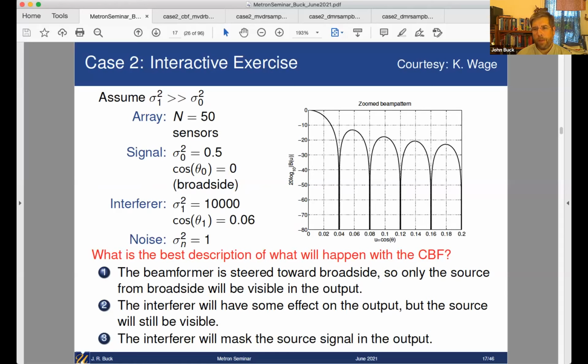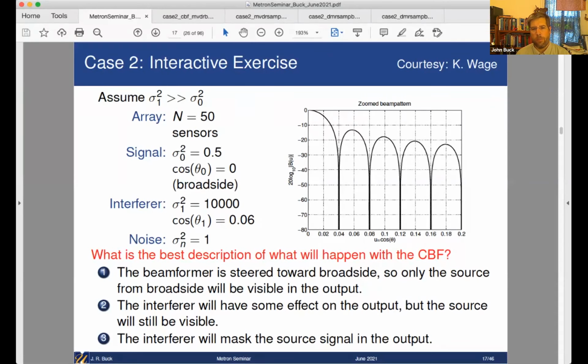I want you to look at this and, based on it, make one of 3 conclusions. Option 1: this beamformer has a gain of 0 dB at broadside, so it's steered at broadside and only the signal at broadside will come out in the output. Option 2: the interferer will have some effect on the output, but I'll still clearly be able to see the source show up. Or option 3: the interferer will mask the source signal in the output. I'm going to take a minute to think on your own about that. I'll start my watch here and use that to get a sip of tea while you all think, and then we'll come back for the share part of the exercise.